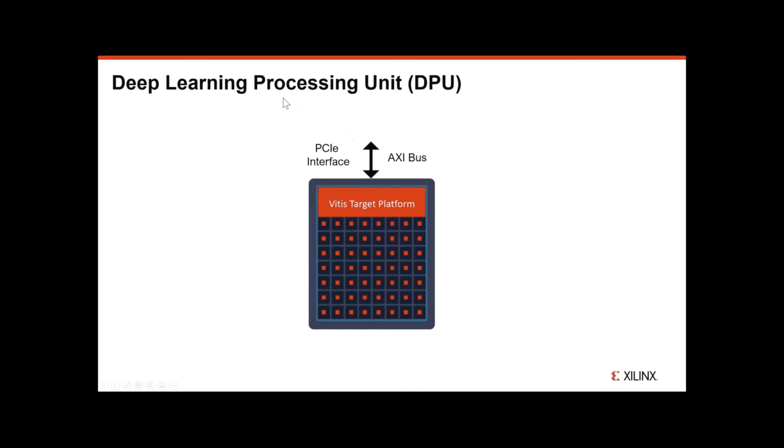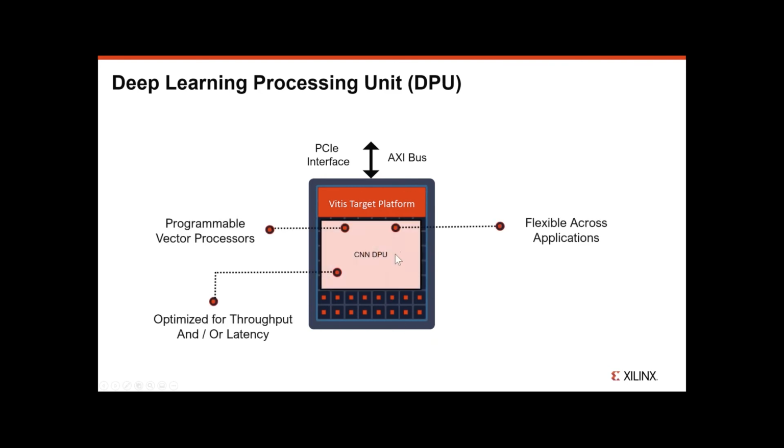So the following will be a little bit more detail on the deep learning processing unit. You can see here that the Vitis target platform, this is kind of showing where the Vitis target platform might sit with respect to a device. And the block that you're seeing down here is sort of the remaining configurable logic that you have in the device for the DPU.